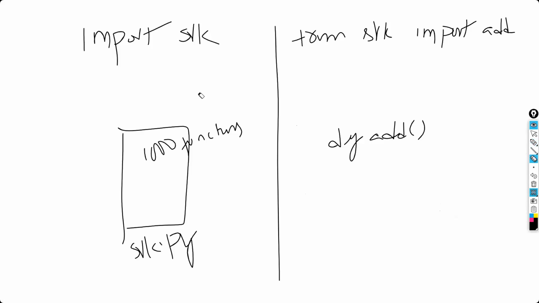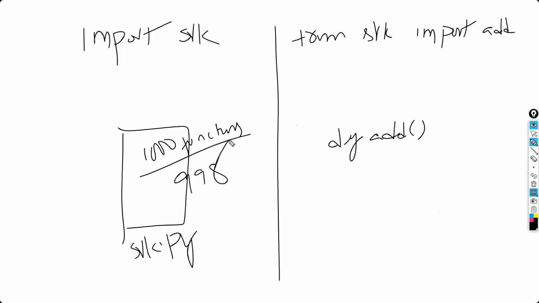Now, whenever you have a large number of functions in a module, and you are going to use only a few of them, it is better to go with the from import. From the module, you import only the functions that are required. Now, out of 1000 functions, you are not going to use 998 of them.